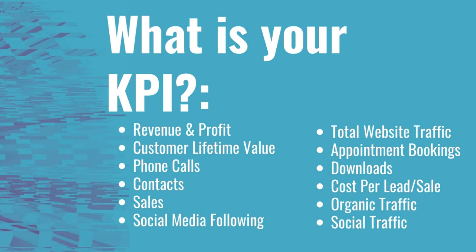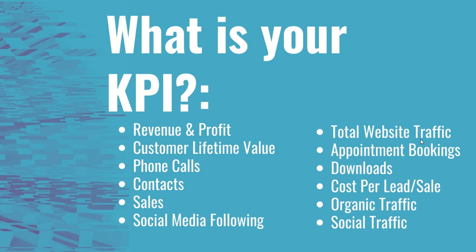So let's look at a few KPIs that would be relevant for a marketing company. So first and foremost, revenue, profit. You want to look at your costs as well. So all of those are major key performance indicators for your business. But when it comes to marketing, customer lifetime value, total phone calls, total contacts, total sales. You could look at sales as in total sales, total revenue, and total amount per sale. So you can track all of those as different KPIs. Social media following, social traffic, organic traffic, cost per lead, cost per sale, downloads, appointment bookings, total website traffic. So there's a ton of different things you can look at in terms of your KPI. You can look at your ROI, your return on investment, your ROAS, your return on ad spend.